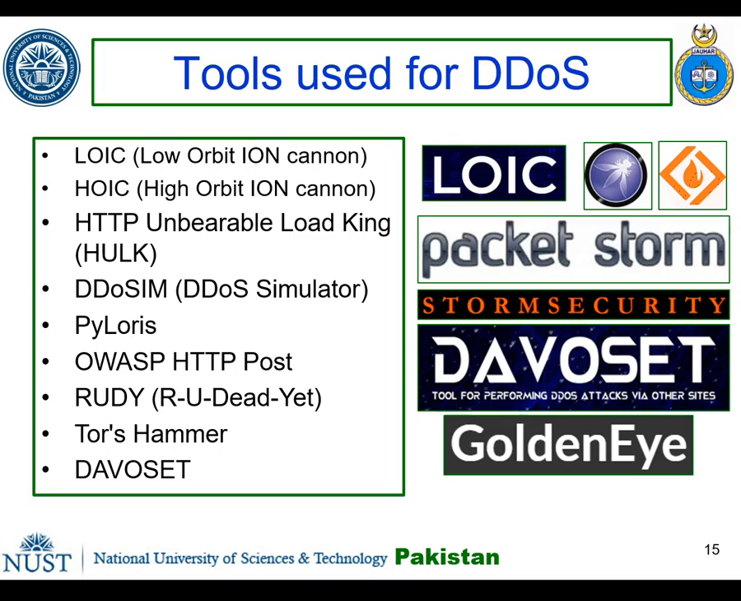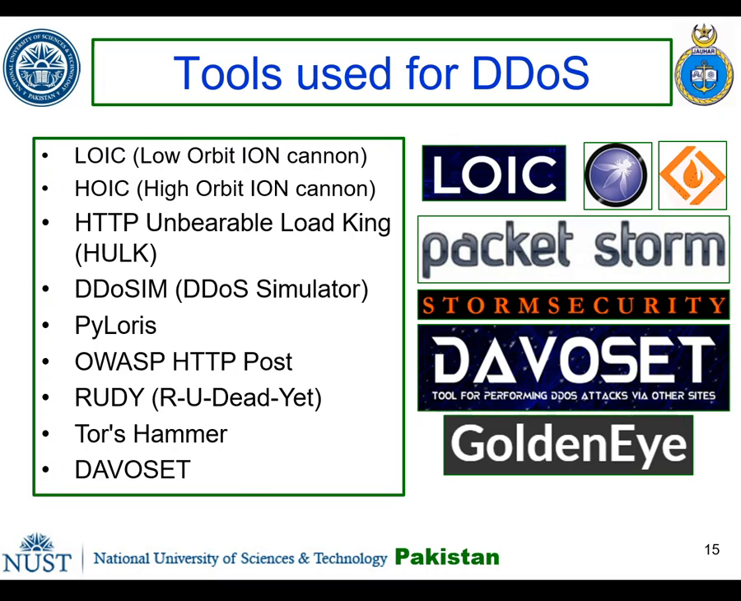HTTP Unbearable Load King is a web server DDoS tool. It is specifically used to generate volumes of traffic at the web server. DDoS Simulator is a tool that is used to create distributed denial of service attack against a target server. It is written in C++ and can be used on the Linux operating system.